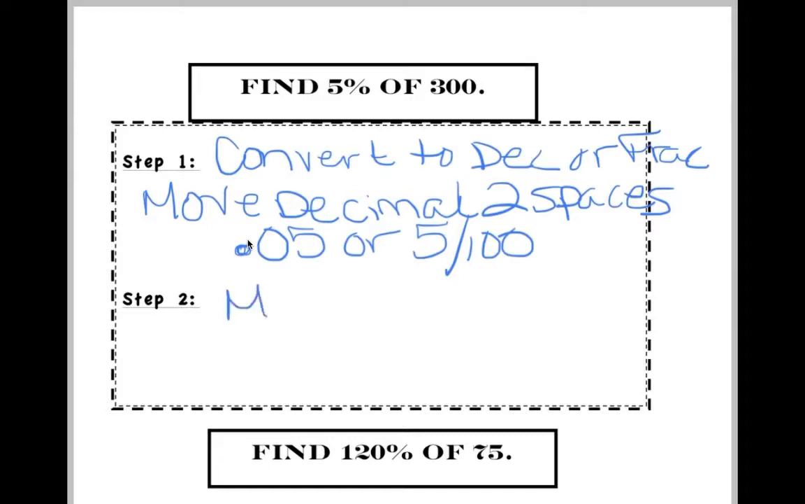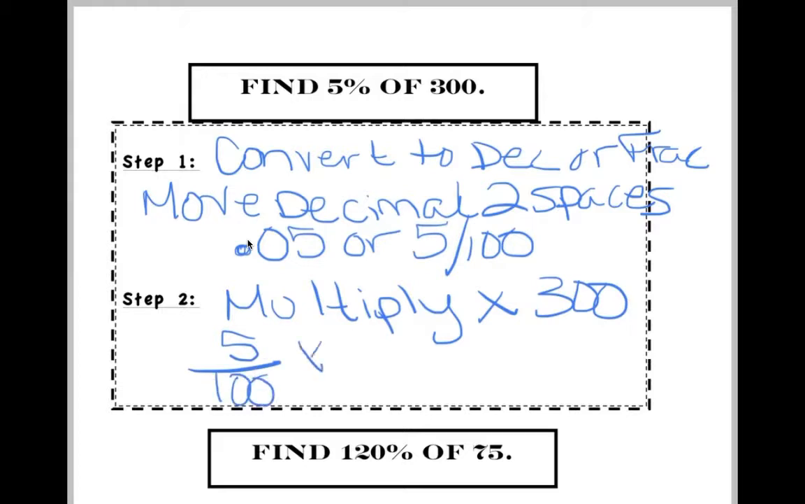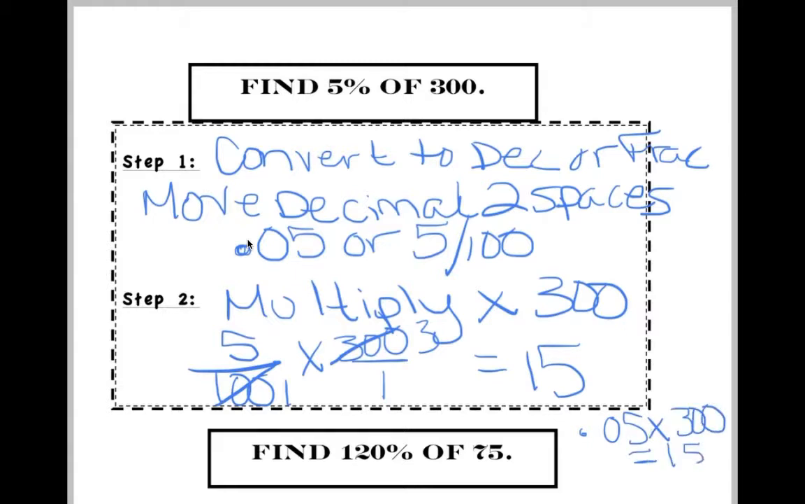And then multiply times 300, and that is very easily 5/100 times 300 over 1, cross simplify, right? 100 goes into 300 3 times, and it equals 15. Okay, or 0.05 times 300 on your calculator equals 15. Okay, so either way, your choice, which way you like to do it. If you have a calculator handy, decimals are easy. If you don't, you might want to do the fractions with cross simplifying.